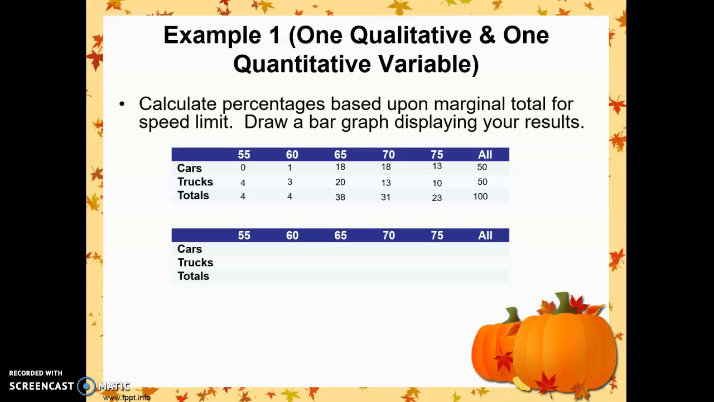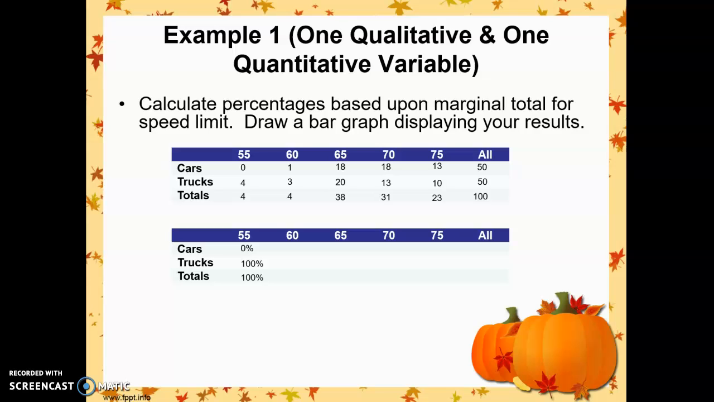And do the same for all maximum speed limits. So for instance, there were four total states that had a maximum speed limit of 55 miles per hour. None of them were cars. So 0 divided by 4 is 0%. All four of them were trucks. So 4 divided by 4 is 100%. So these columns should all add up to 100%.